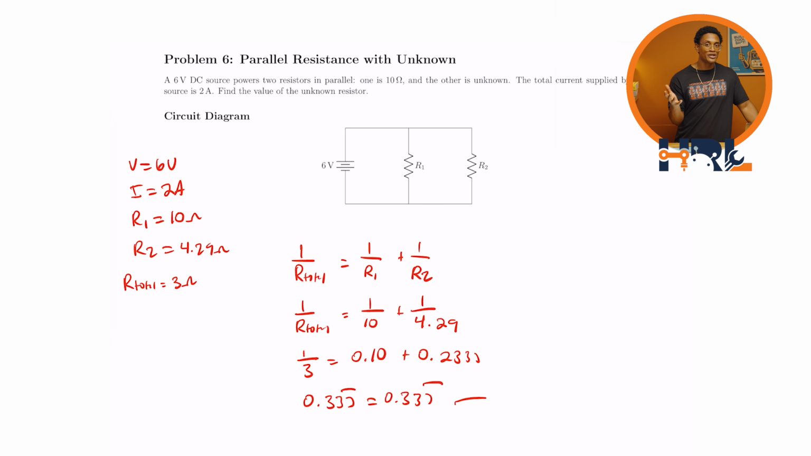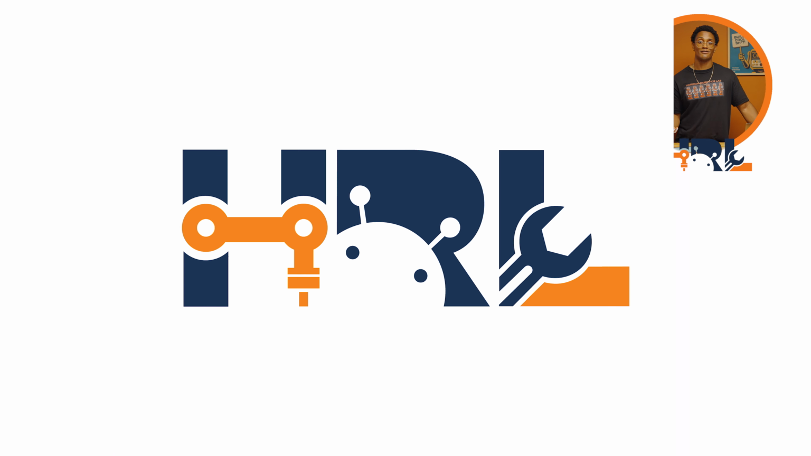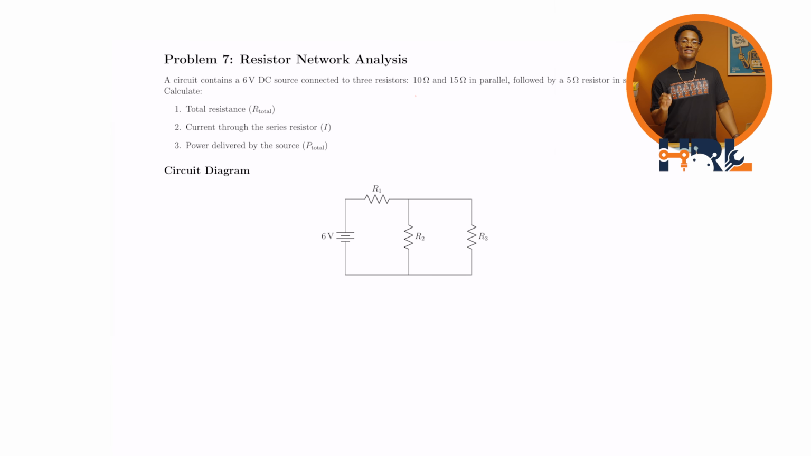In circuits with unknown components, use the total voltage and current values to backtrack. Then you want to plug that into the parallel simplification equation to work your way back to figuring out what that resistance is. We are finally on to the last problem.